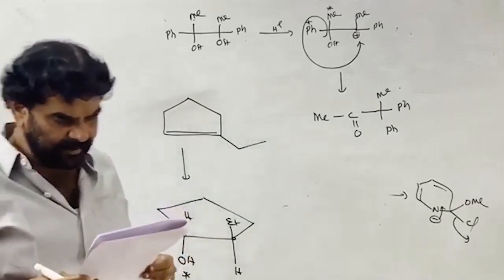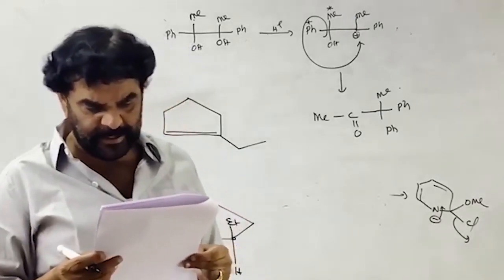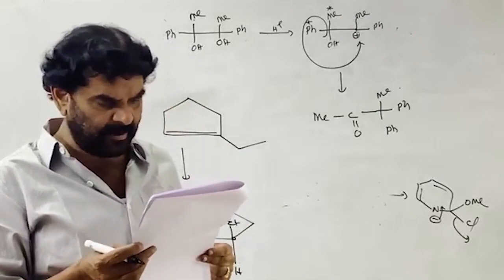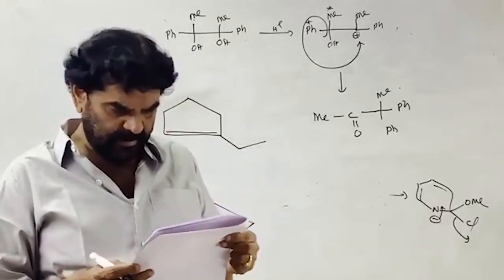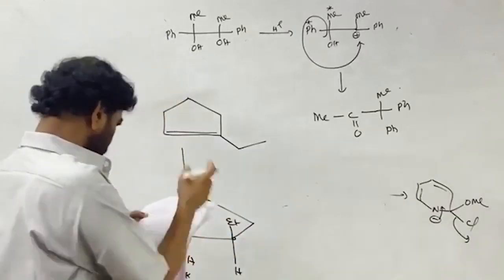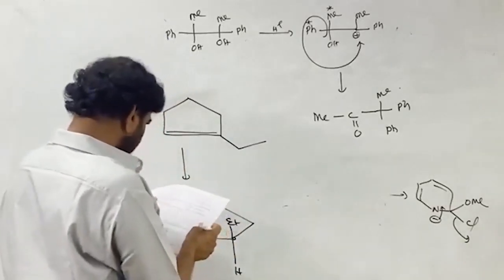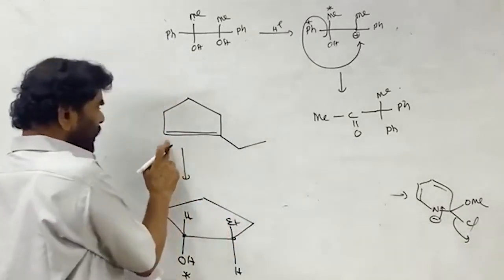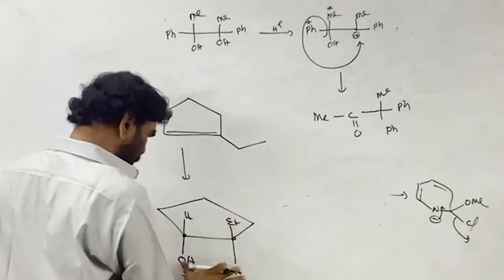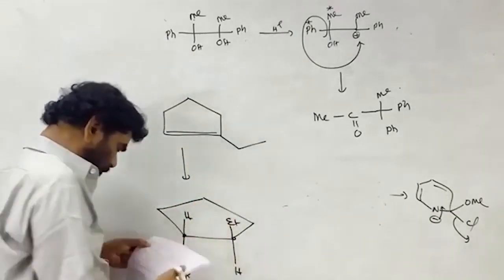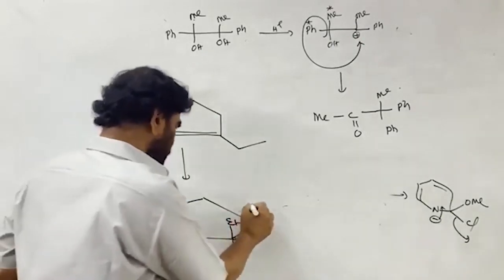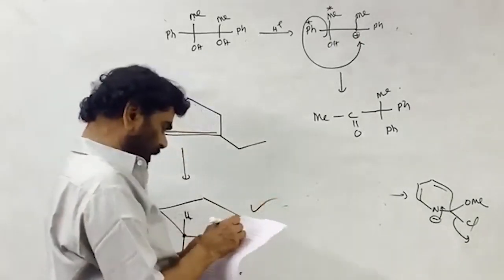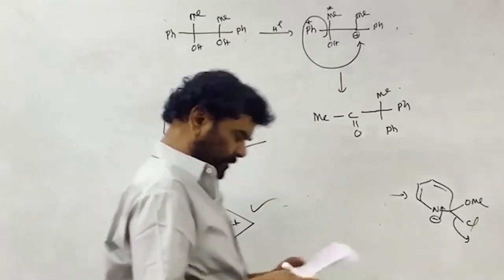See, 1-ethyl cyclopentene is treated with alkaline hydrogen peroxide. The product obtained is, yes, correct. This is the OH, this is the H, same side. So now the trans should form. Where is the trans? Trans 2-ethyl. Yes, this is the trans 2-ethyl. That is the D, the correct option.